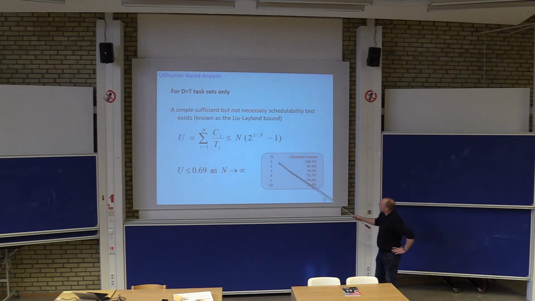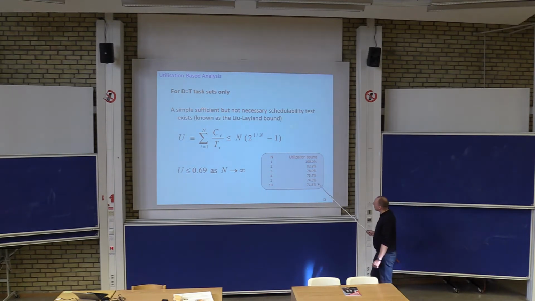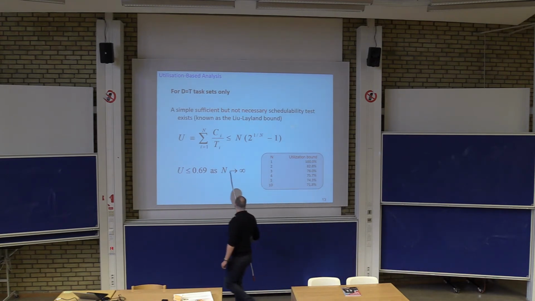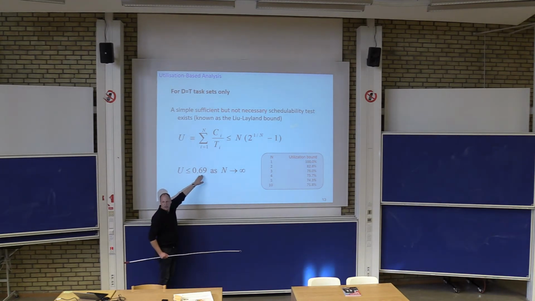So we can compute this for different n. If you only have one task, then the utilization needs to be less than 100%. That's obvious. But if we have 2 tasks, then the total utilization needs to be less than 82.8%. And the more tasks we have, the lower this utilization bound will be. But if we let n go to infinity, this will actually converge to 0.69, so 69%.